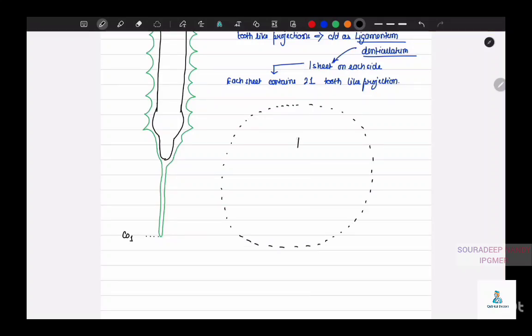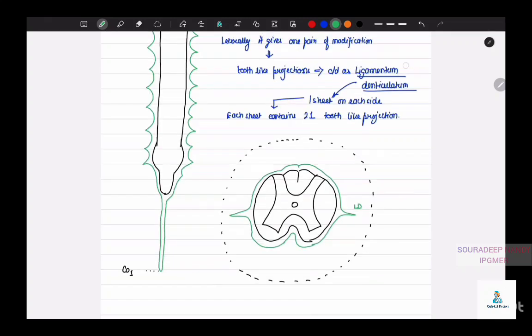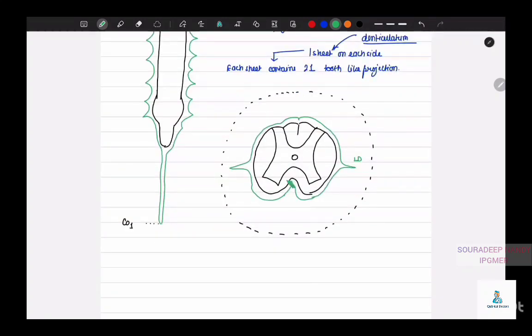Now I am drawing here the vertebral canal, inside which there is a spinal cord. Here I am drawing the spinal pia. Laterally it gives the ligamentum denticulatum. Anteriorly, both sides of pia cross each other and form linea splendens. This crisscross arrangement of pia matter is called linea splendens.